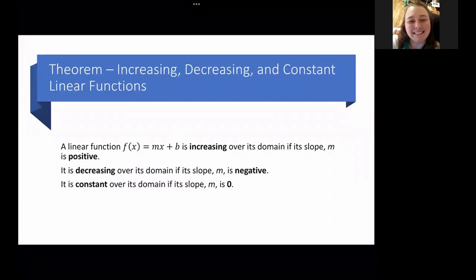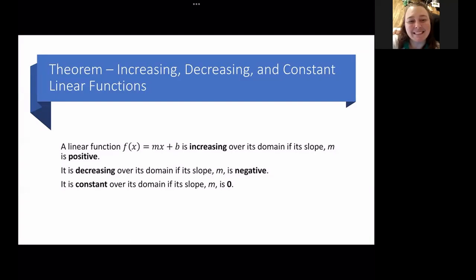On the flip side of that, if your slope is a negative number, then it is going to be decreasing. So positive slope, climbing up the hill, you're increasing. Negative slope, you're falling down the hill, it is decreasing. And the one caveat that we have is that if your slope happens to be equal to 0, then that is where you're going to be constant. So your function is just going to be a constant number.